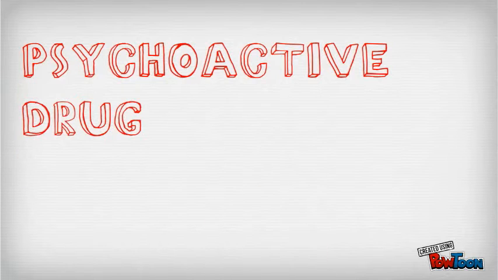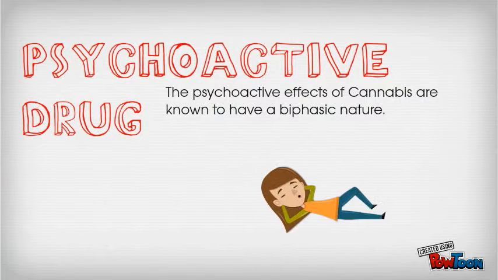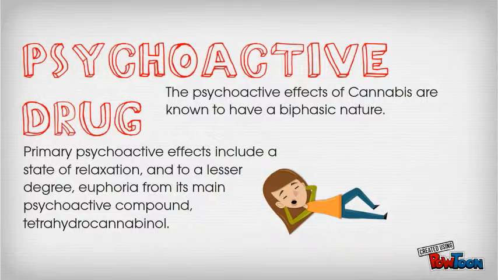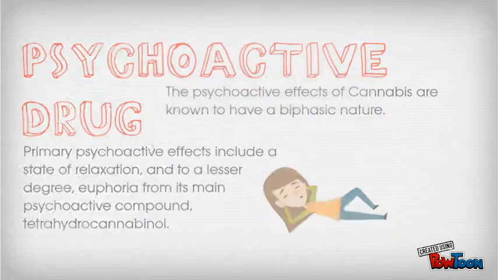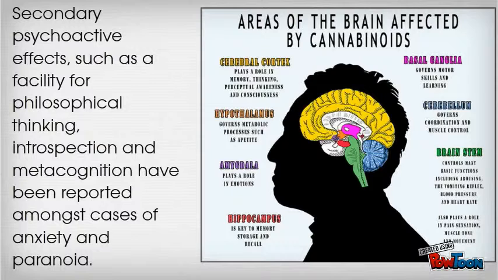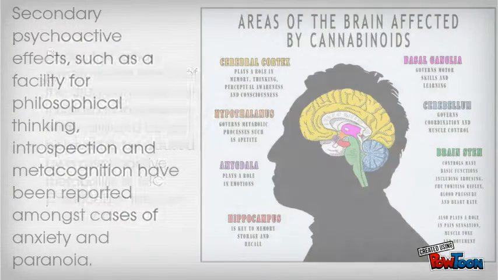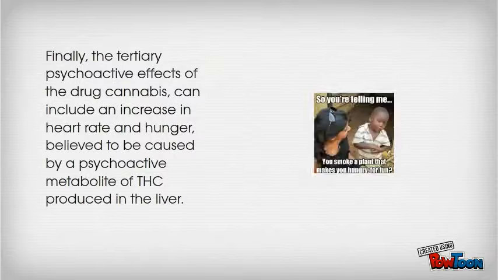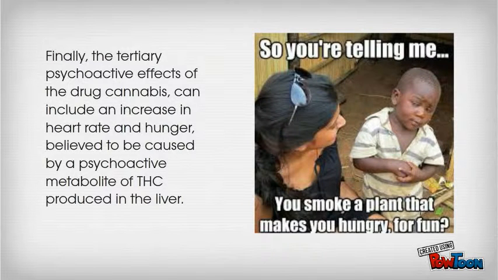Psychoactive drug. The psychoactive effects of cannabis are known to have a biphasic nature. Primary psychoactive effects include a state of relaxation and, to a lesser degree, euphoria from its main psychoactive compound, tetrahydrocannabinol. Secondary psychoactive effects, such as a facility for philosophical thinking, introspection, and metacognition, have been reported amongst cases of anxiety and paranoia. Finally, the tertiary psychoactive effects of the drug cannabis can include an increase in heart rate and hunger, believed to be caused by a psychoactive metabolite of THC produced in the liver.